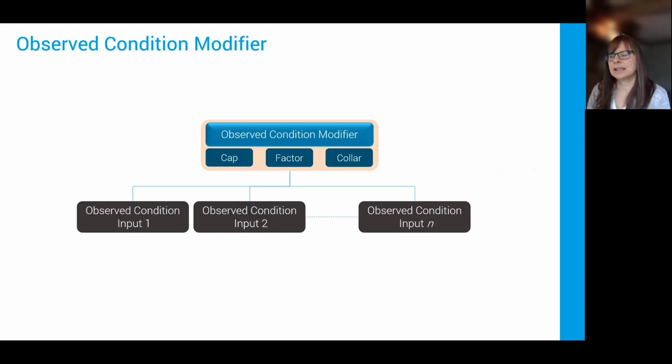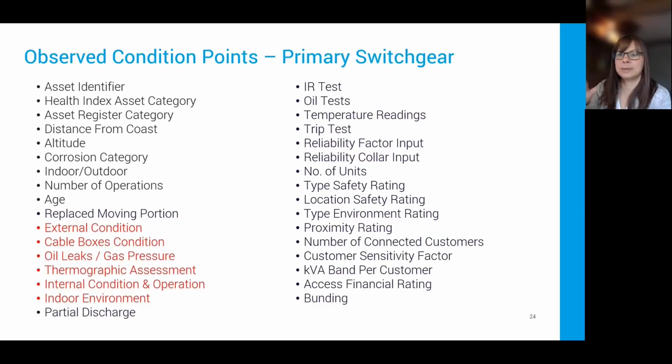So in terms of observed conditions, every asset class has usually up to 10 observed conditions, and these data points are the things that you go out and collect on inspection. For primary switchgear, I've put those in red on the screen. These different data points also have different, what we call calibration values, as I've mentioned, so different associated factors, caps and collars. And so you can look at those factors, caps and collars and see which are considered within CNAME as the most important or significant data points to collect.